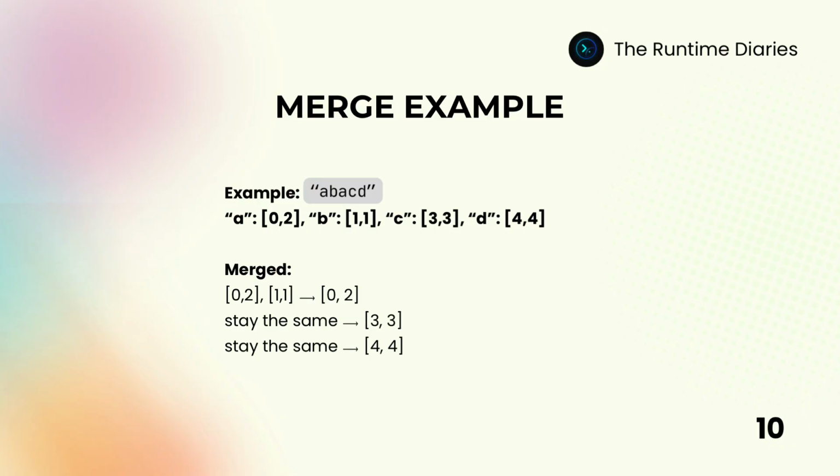The next interval is 3, 3. Does it overlap? No, because 3 is greater than 2. So we close the current block, which is 0, 2, and start a new block, which is 3, 3. The next interval is 4, 4. Does it overlap with 3, 3? No, because 4 is greater than 3. So we close 3, 3, and start a new block, 4, 4. The final merged blocks are 0, 2, 3, 3, and 4, 4. Each of these blocks is a candidate region that might be self-contained.